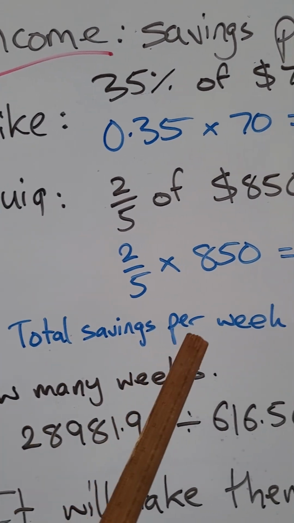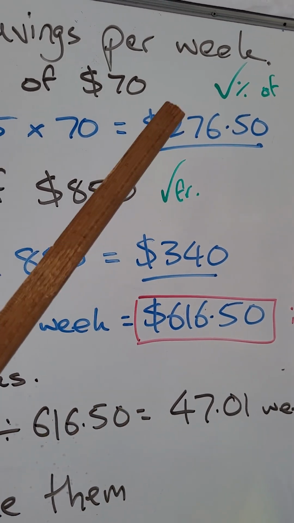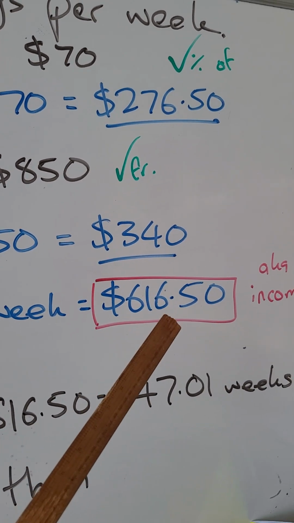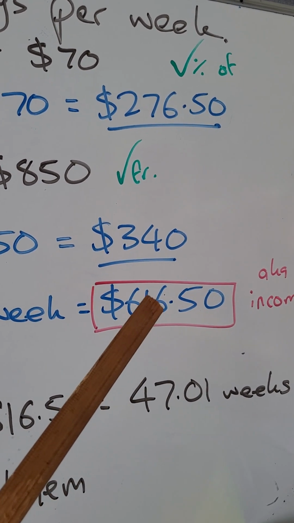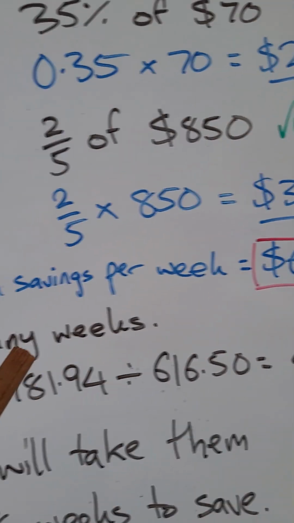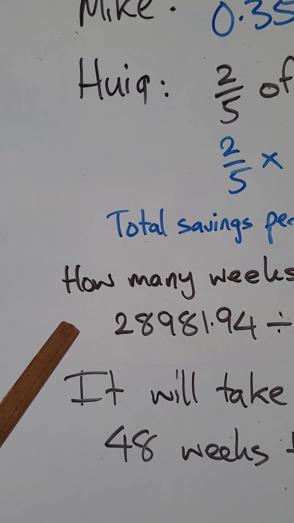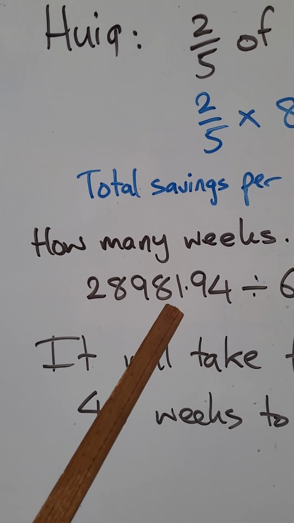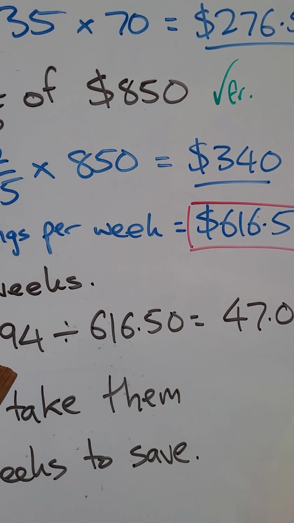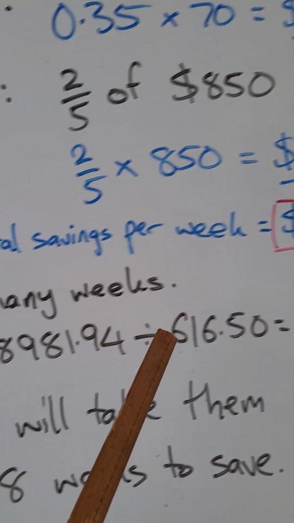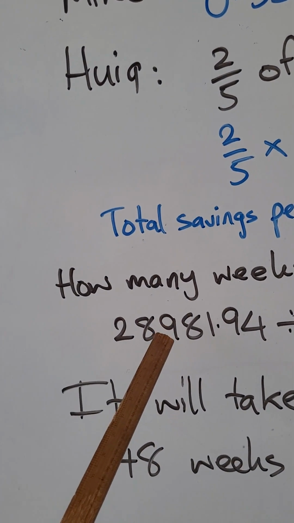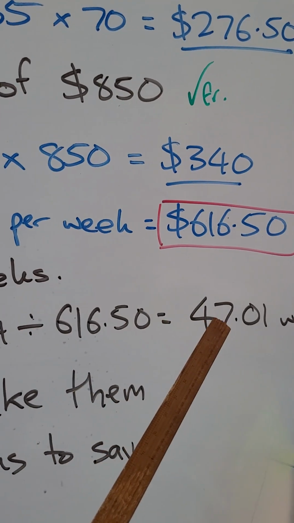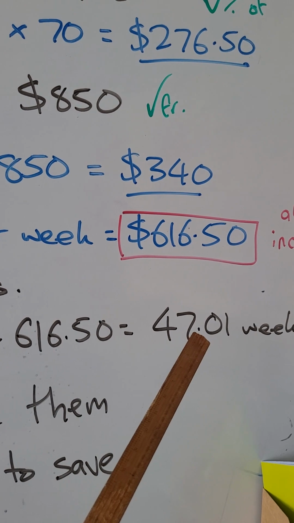So the total savings per week, we're just adding those two things together. I didn't bother writing that down because they're right there. So that's how much they get saved per week. So that's their income. So we want to know how many weeks until they get 28,000 whatever dollars, right? So that's going to cost them a bunch of weeks. So we're going to go, how many of those is in this? Because this is their costs, right? So we're going to divide the costs by this, and that gives me about 47.01.